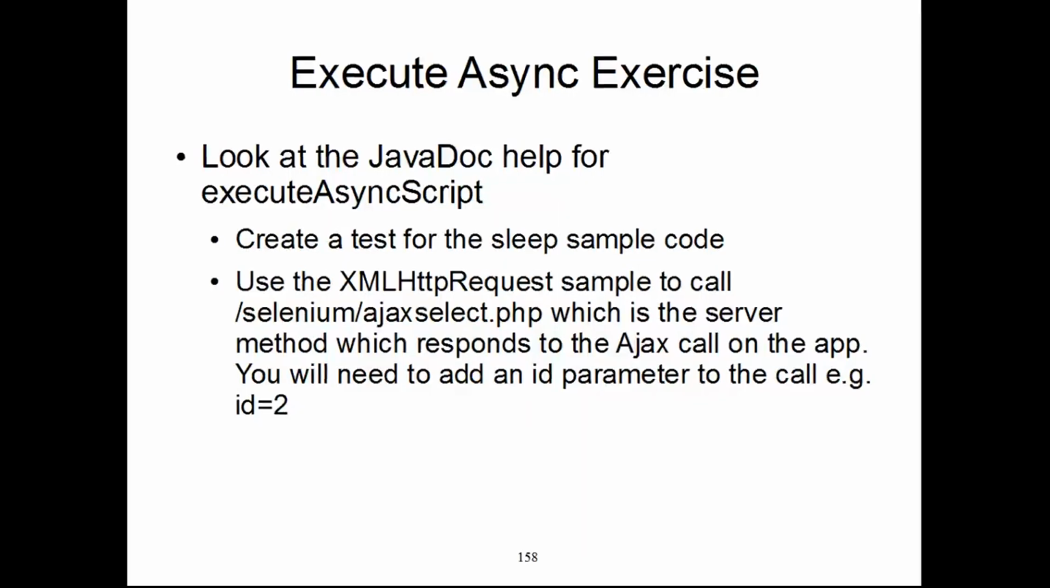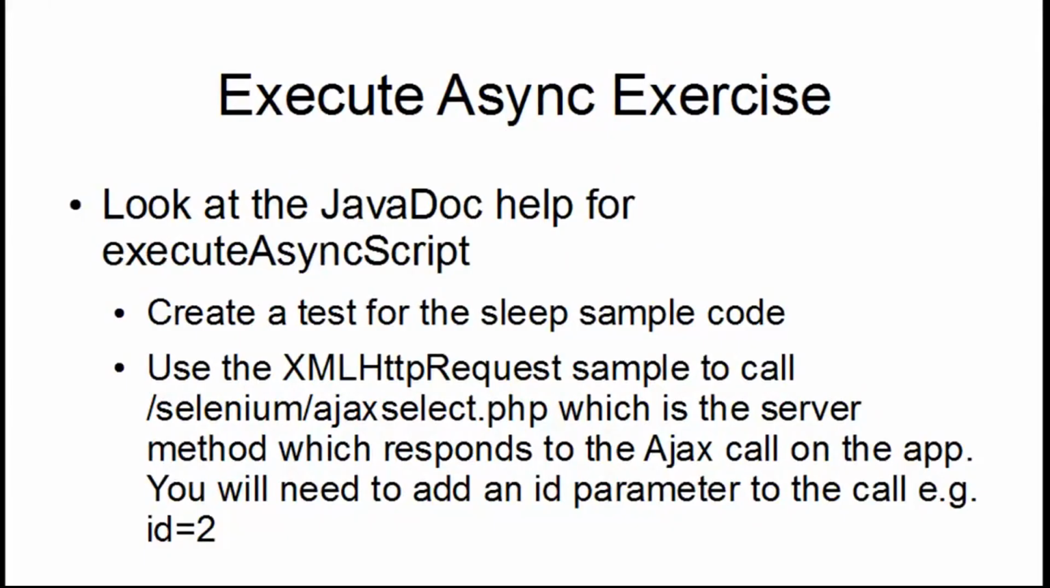Your exercise for the execute async script is to basically use the Javadoc and look at two of these samples there and create tests for them. So the test which uses the sleep sample code, turn that into a JUnit test and assert on the elapsed time. Then the sample for the XML HTTP request, turn that into a test which uses the Selenium /Ajax select.php page, which is called by the basic Ajax HTML page.